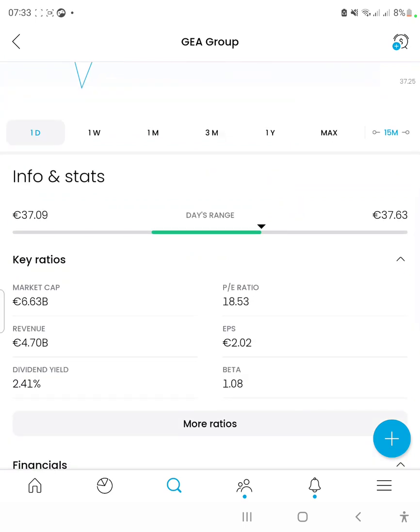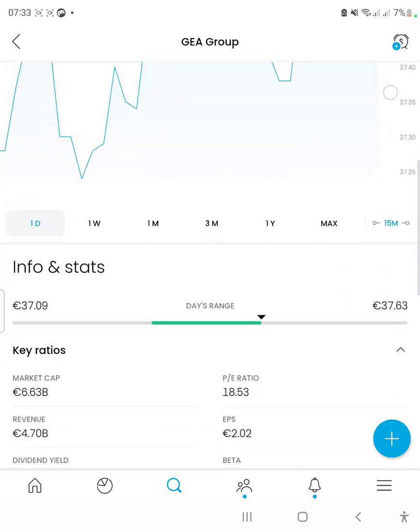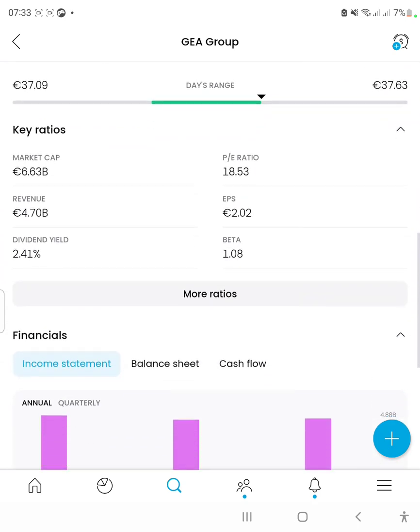So the market cap is 6.63 billion euros. The market cap is the overall price of the entire company, based on the individual shares of the company multiplied by the price of each share. The revenue figure, which is the overall sales of the company in the last financial year, was 4.7 billion euros, which is definitely a very strong revenue amount.